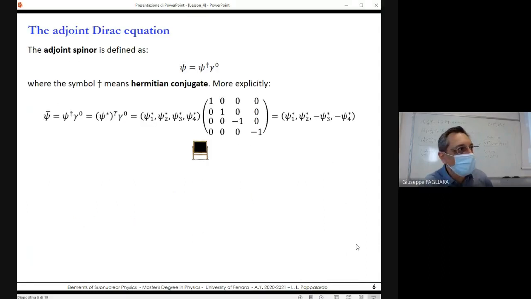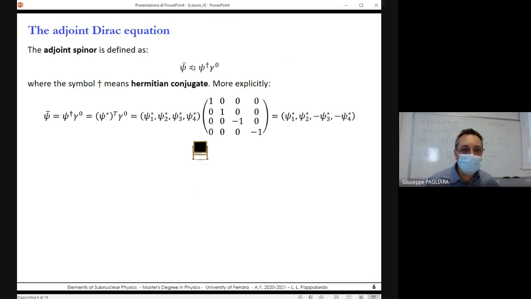Now, before going into the solution of the Dirac equation, let me first introduce the concept of adjoint spinor and of adjoint Dirac equation, which are absolutely relevant for the Feynman formalism we will study next, okay?